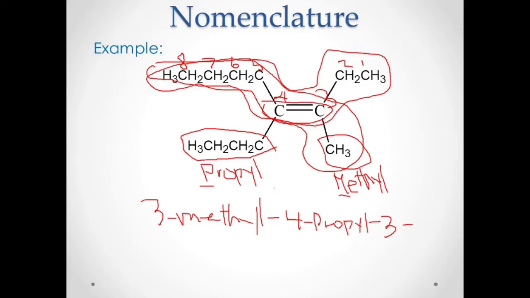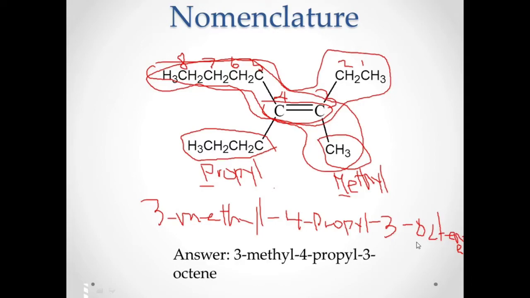If it is an alkane, that is octane. However, this is an alkene, so therefore this is octene. So 3-octene. There's an E there. So that is now the name of this compound: 3-methyl-4-propyl-3-octene. Okay, that is the answer. Very good.